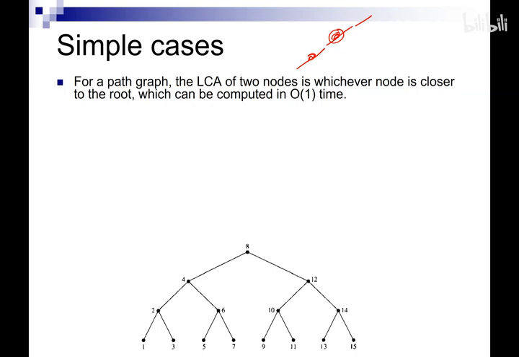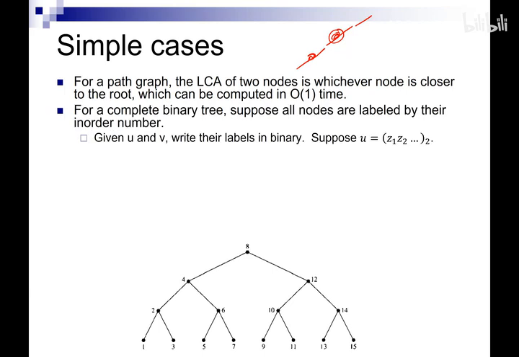And then after you do that, if you want to get the LCA, you just return the lower height. Okay, and so that can be done in constant time. So that's a simple case where you can do the LCA in constant time. Another case where you can do the LCA in constant time is if you have a complete binary tree.